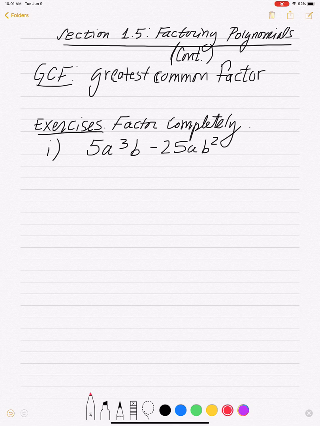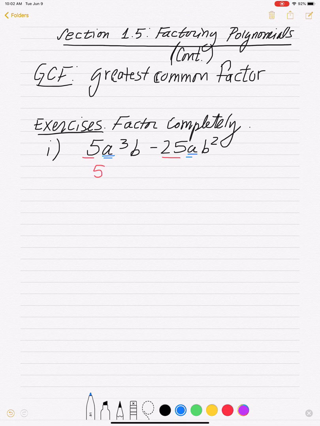So first I'm going to look at the constants, or the numbers. 5 and 25. Is there anything in common? Is there anything that can be divided out between 5 and 25? What is the largest number that can be divided between 5 and 25? How about 5? They're both divisible by 5, and that's the largest number. Then you want to look at the a components. We know there are some a's in common here; they both have an a. Now you want the largest power of a that's common between the two.